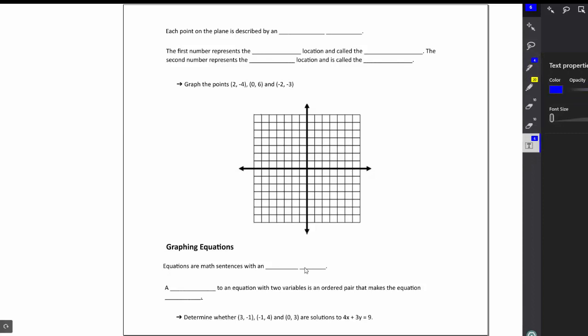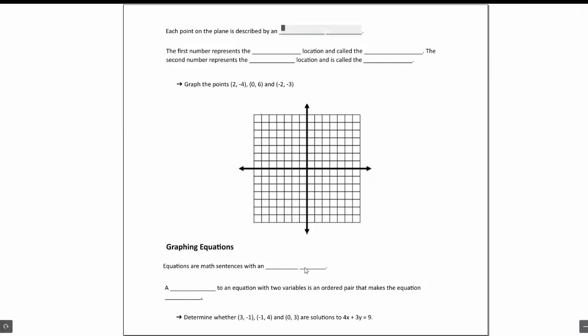Okay, let's keep going. Each point, I've already used these words. So ordered pair. Each point is called an ordered pair. It's described by an ordered pair. And that is, like we were talking about before, those numbers that have the x value and y value separated by a comma and in parentheses. And we have some examples of those just right down here. We're going to be doing some graphing of some points right here. The first number represents the horizontal location, and it's called the x-coordinate.